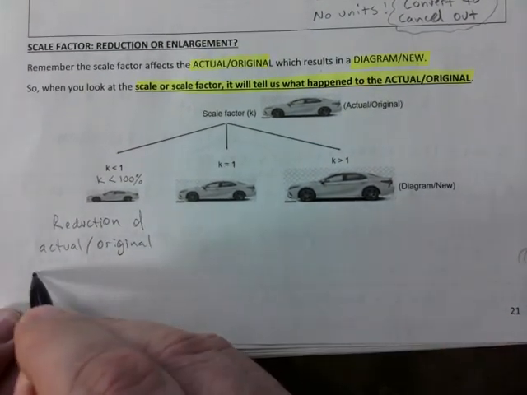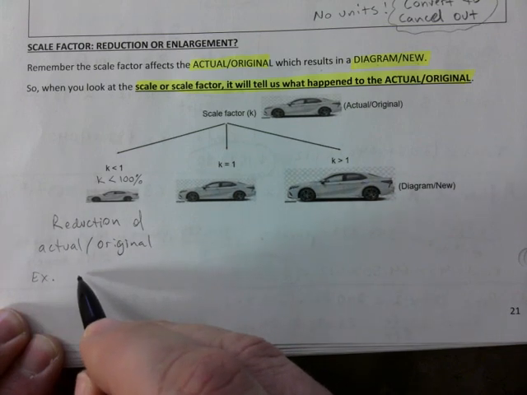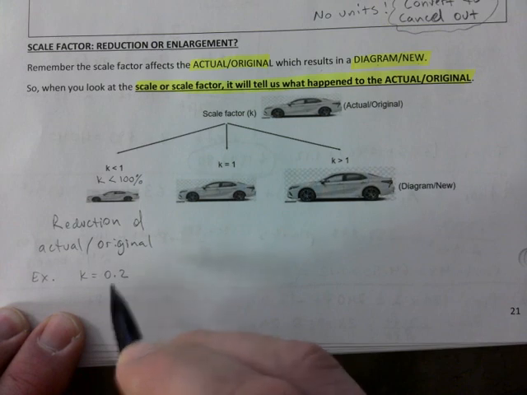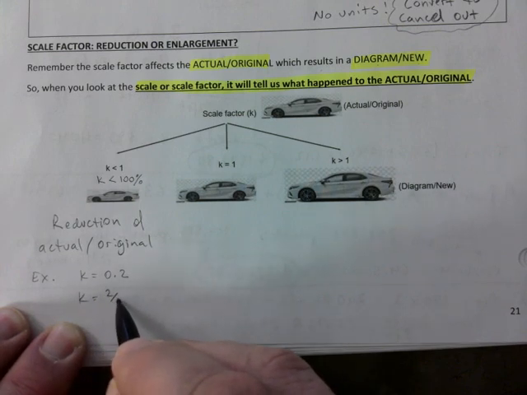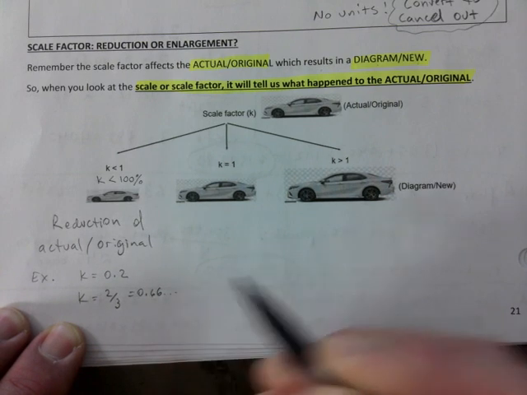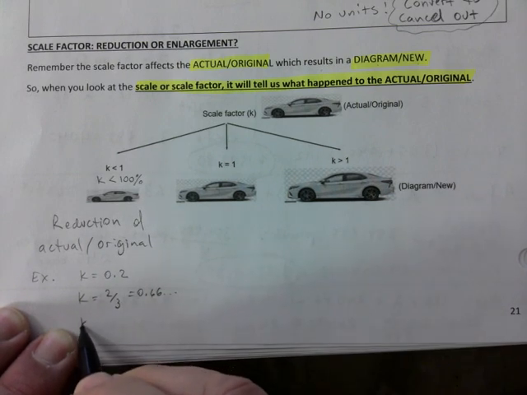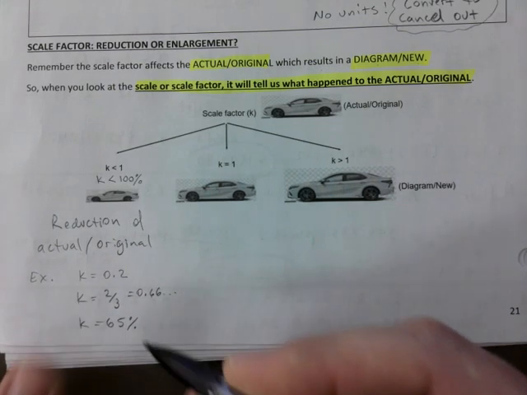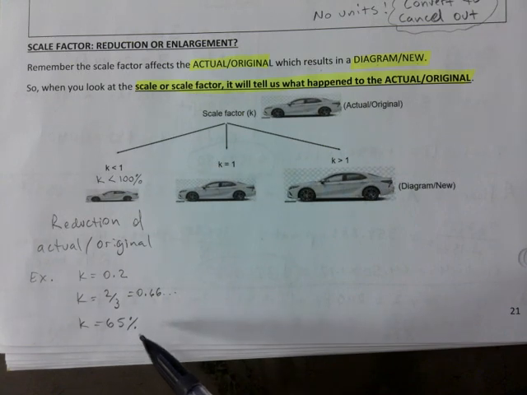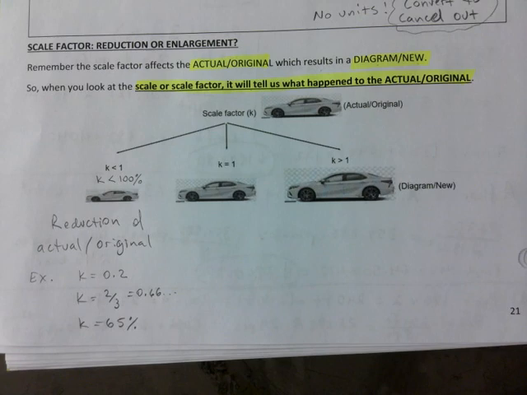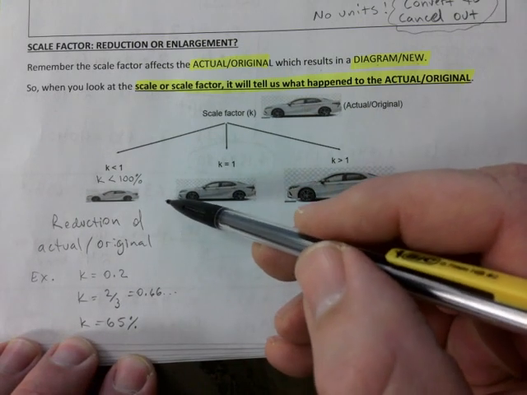Some examples, if I give you a scale factor, if k is 0.2, or if k is 2/3, because that is 0.6 repeated, or if k is equal to 65%, that's less than 100%. It is less than 1 if you were to convert it to a decimal. So any of these scale factors would result in a reduction from the original item.